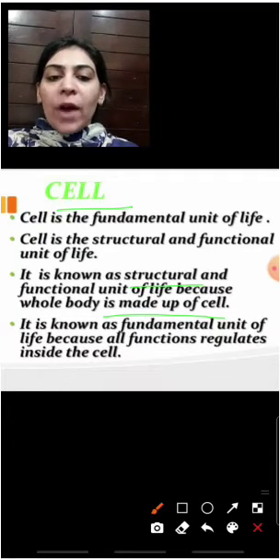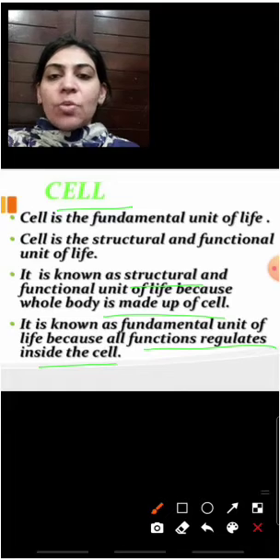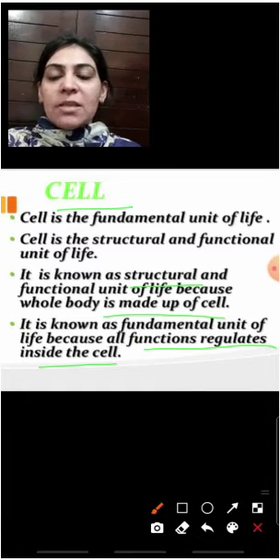It is known as the fundamental unit of life, the basic unit of life, because all functions are regulated inside the cell. That's why the cell has various importance. It is the smallest, basic, structural and functional unit of life.